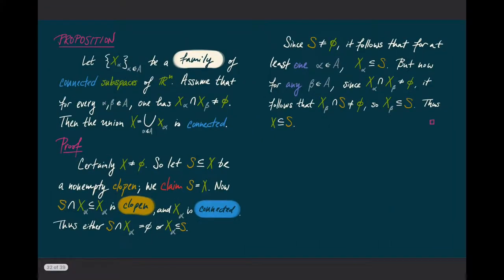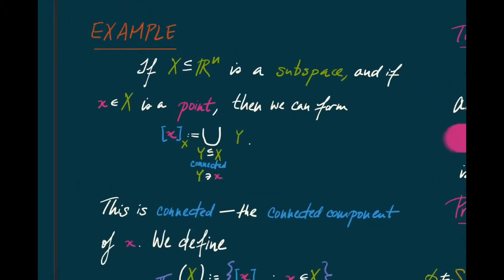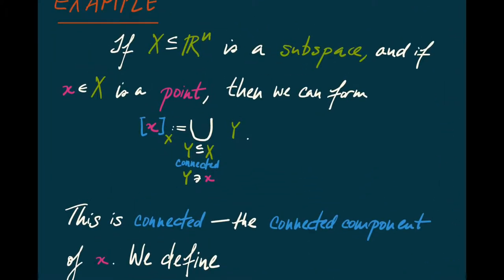We use this proposition in order to construct what are called the connected components of a subspace. Here's how that works. If I take a subspace of Euclidean space, and I take a point, little x, then I can form the union of the connected subspaces of X that contain my little x. I'll denote that with this symbol here, brackets x sub big X. This is a union of connected subspaces, but any two of these connected subspaces intersect because, after all, little x is in all of them. That means this is a connected subspace, and it's the largest connected subspace of X that contains my little x. This is called the connected component of little x.